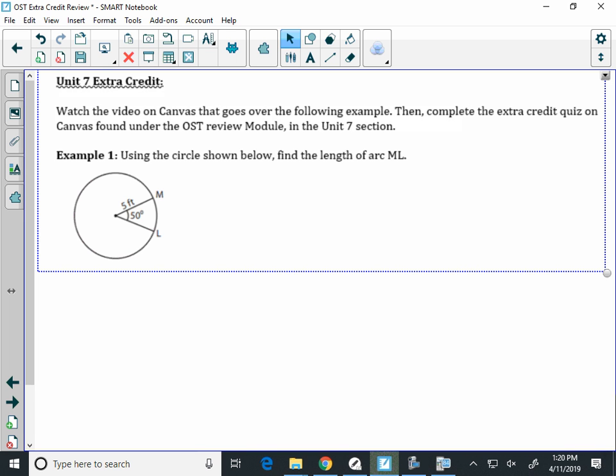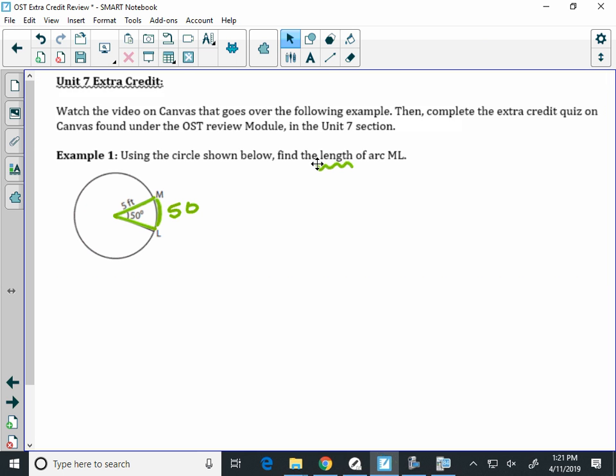So we take a look at Unit 7. Extra credit, this is all about circles. And this first one says, using the circle shown below, find the length of arc ML. Length is totally different than measure. Measure is the degree. If this angle is a central angle, the angle and the arc are the same. So the measure is 50 degrees. The length is the distance.